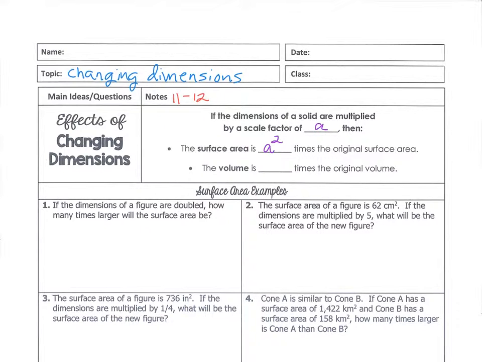And manufacturers use this all the time to determine what affects changing their packaging. Like if you buy a box of cereal, a small box versus a medium box, they're going to take that effect and see how it changes surface area, and how that is going to change the cost of packaging that cereal. So it's important that they are able to figure that out easily. So then what's your volume going to be? A cubed.